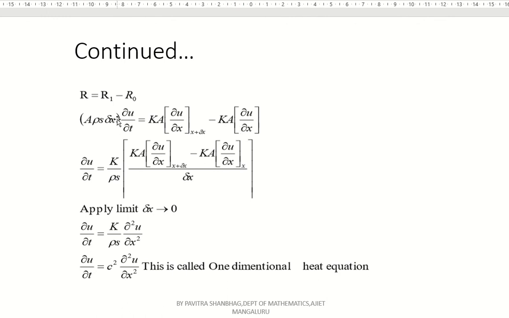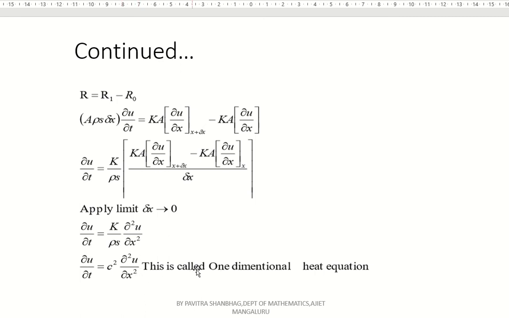Again, what is ∂u/∂t? A gets cancelled. So what remains? Finally, rho S delta x remains, right? Here A gets cancelled, and K by rho S remains. This again represents what? If you apply the limit as delta x tends to 0, you will get ∂²u/∂x² because of the definition of partial derivative. So ∂u/∂t is nothing but c² into ∂²u/∂x².